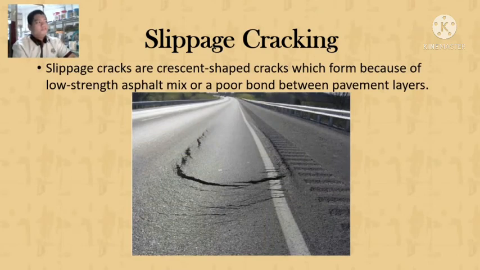Slippage crack. Slippage cracks are crescent-shaped cracks which form because of low-strength asphalt mix or a poor bond between pavement layers. The cracks form due to the force applied by turning or braking motion of vehicles.